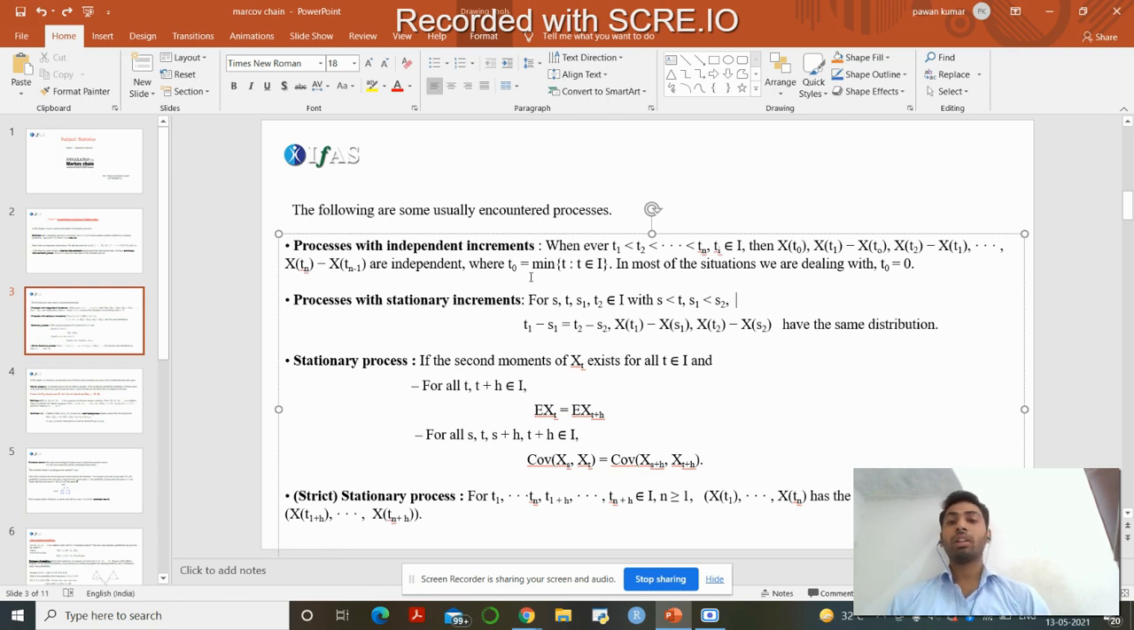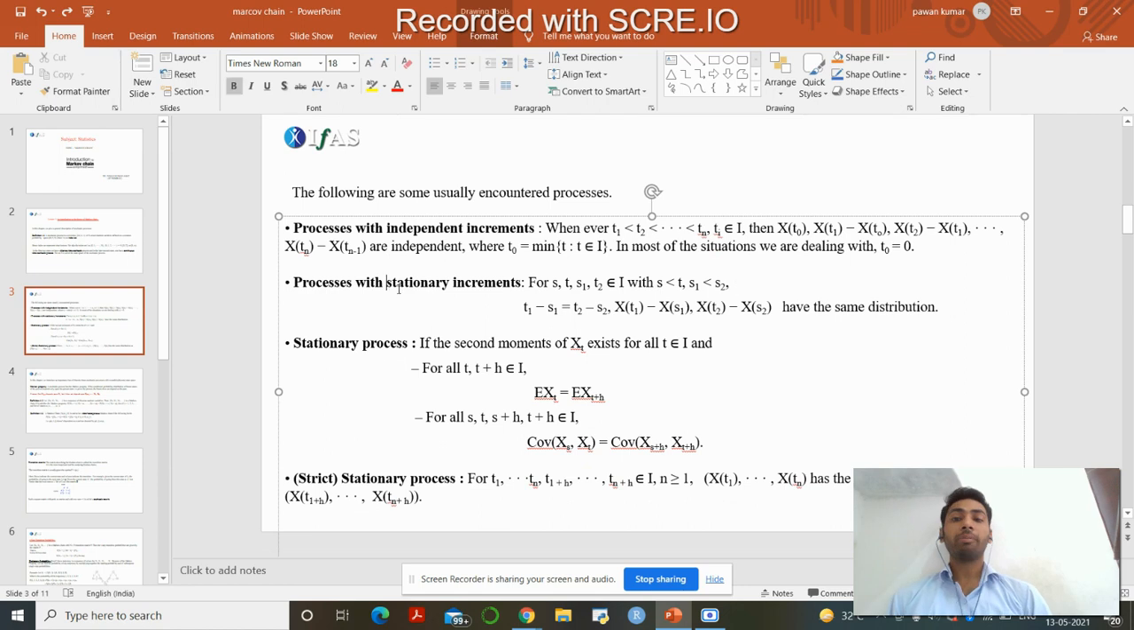Now we will define a process with stationary increments. Suppose we have two state-time pairs, s1, t1 and s2, t2. If t1 - s1 equals t2 - s2, then X(t1) - X(s1) and X(t2) - X(s2) have the same distribution. Here X(t1) is a stochastic process.